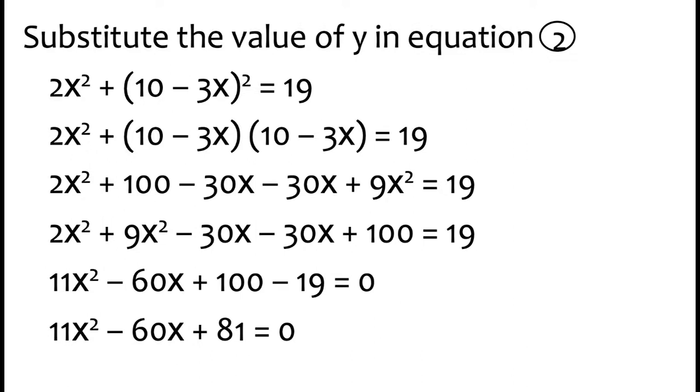I take that again for clarity. 10 times 10 is 100. 10 times minus 3x is minus 30x. Then pick minus 3x in the first expression. Minus 3x times 10 is minus 30x. Minus 3x times minus 3x gives plus 9x squared. Now, the equation becomes 2x squared plus 100 minus 30x minus 30x plus 9x squared equals 19.